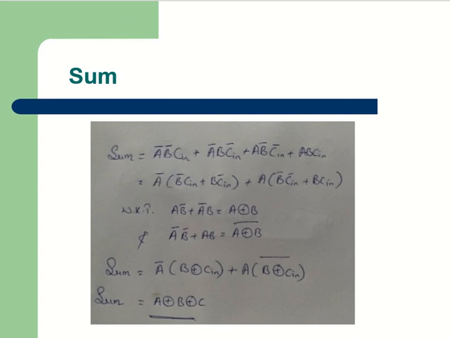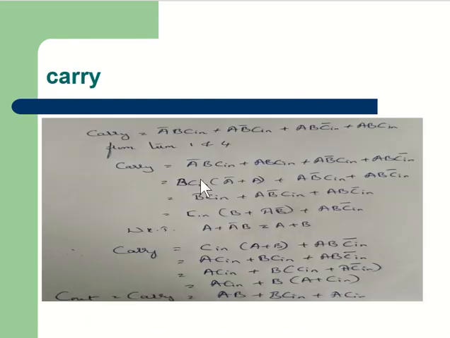I repeat, what I did is I just rewrote this expression in the form of an XOR gate and this in the form of an XNOR gate. Then once again I represent this as an XNOR gate form. So I get the expression for sum as A XOR B XOR C. Similarly, let us get the expression for carry.